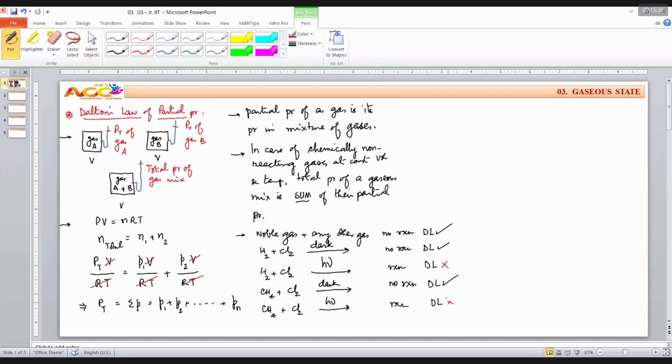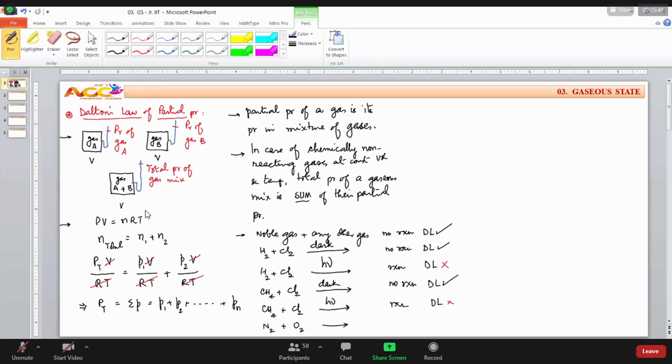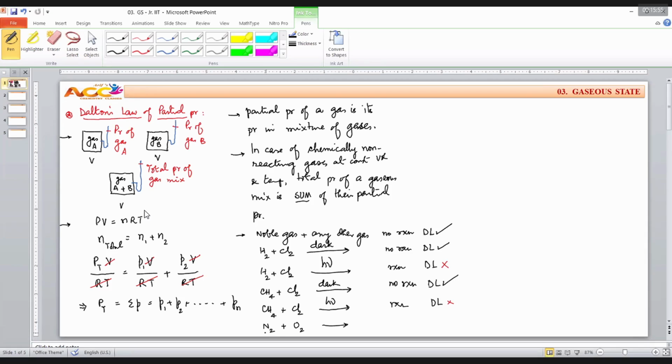Similarly, suppose you take nitrogen and oxygen. Nitrogen has a triple bond, which requires more energy to break. Oxygen has a double bond, a covalent bond, not a James bond, a covalent bond. Then there is a requirement of 118 kilocalories of energy for oxygen, and for nitrogen, 225 kilocalories of energy. They demand a very large amount of energy, and you are trying the reaction at room temperature. They say, no, we don't want to react because we require more energy. No reaction means Dalton's law is applicable.